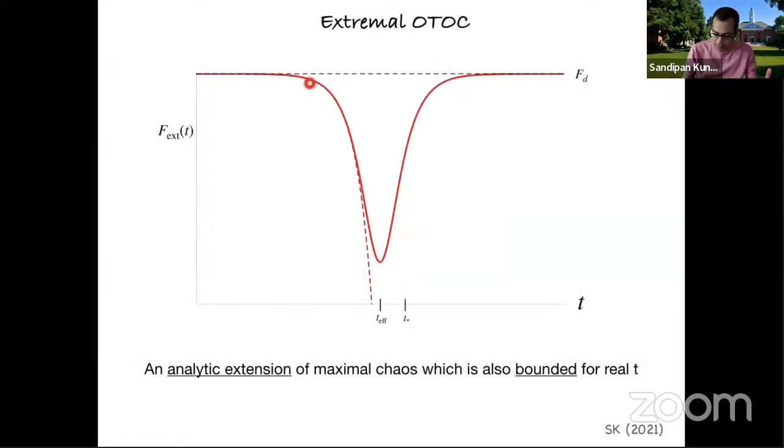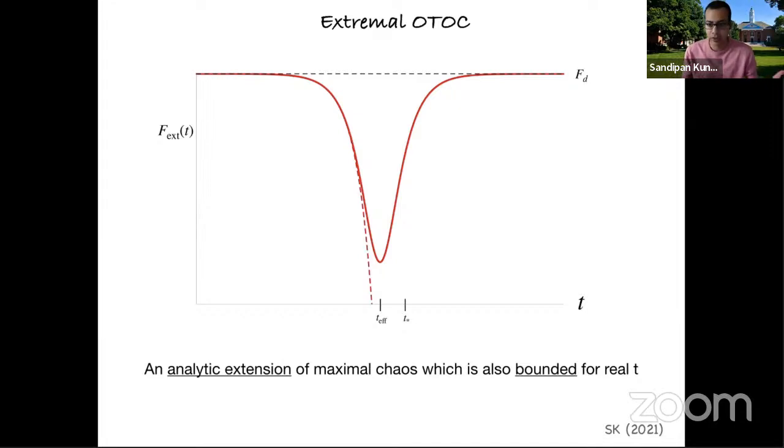So this is the extremal solution. It becomes minimum at T effective, and it goes up and it goes to FD again. And this dashed red line is the maximally chaotic OTOC, which coincides with the extremal OTOC in early times. So the extremal OTOC is an analytic extension of maximal chaos, which is also bounded for real T.